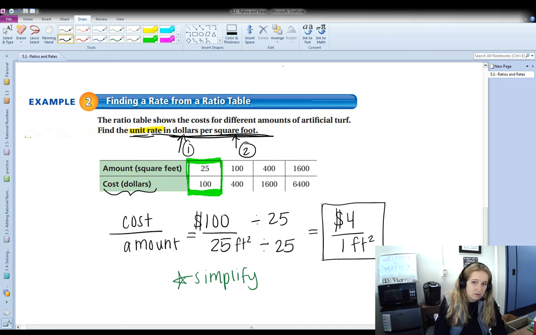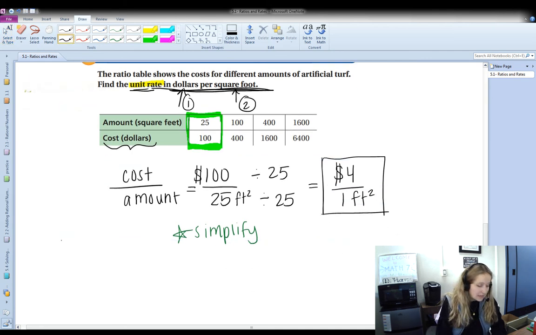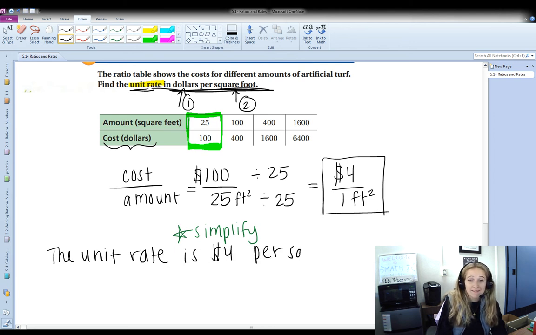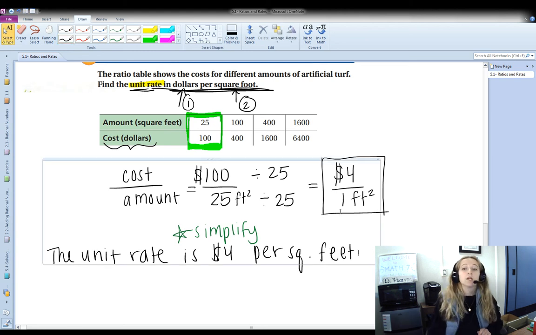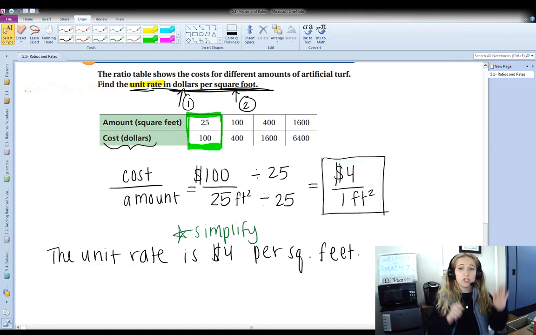And we can write it out with our language. We can say the unit rate is $4 per square feet. Okay, so make sure that you have that down. Those are the steps for ratios, rate, and unit rate.